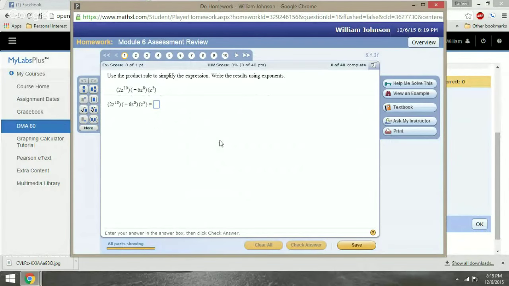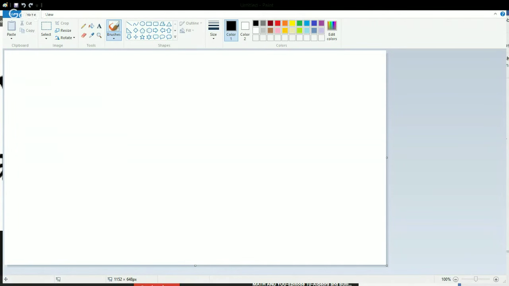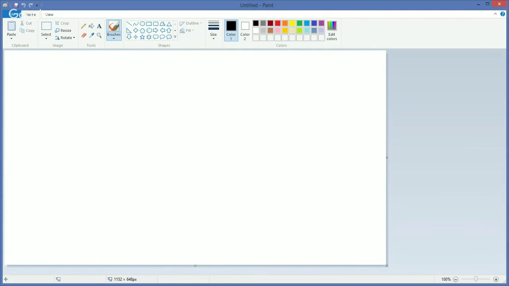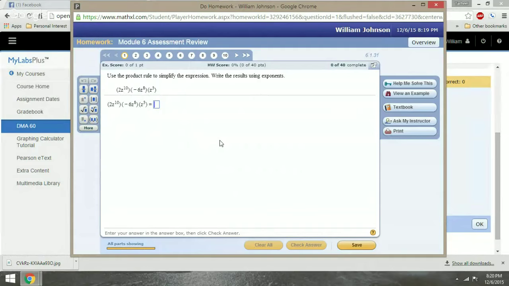All right, am I visible yet on my screen share? Okay, so the good news is that this one's actually relatively simple. I can copy this one down and give a relatively quick answer, and I'll try to explain why it works. Let me put you on highlight for a moment, so people can actually see. What we're looking at here is 2z to the 10 times negative 6z to the 8 times z to the 3. This is going to be relatively quick. I'll just copy it out here.